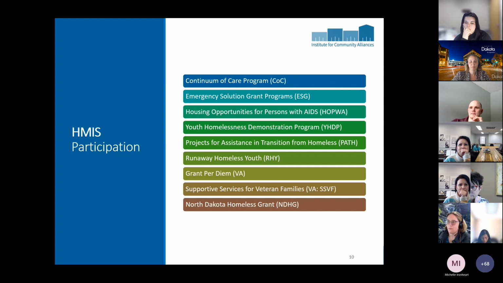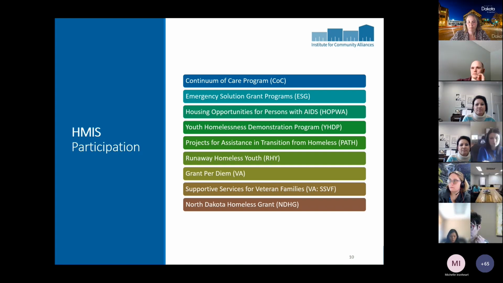Then you have the Runaway Homeless Youth Program. They have to participate in HMIS or an HMIS comparable database. We're not going to go into the comparable database conversation, but if they are certain funding sources, they go into a linked HMIS system that protects their identity. Then we have the SSVF, and then we have some state funding, right? We have the NDHD, or the North Dakota Homeless Grant, that's also recorded.